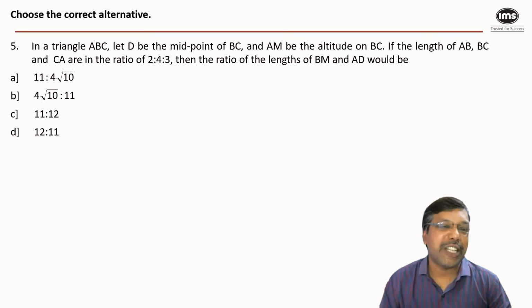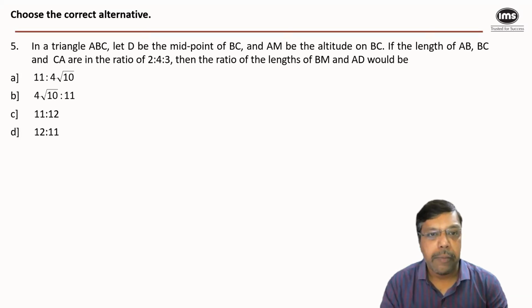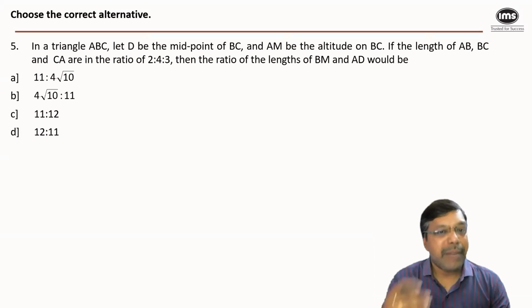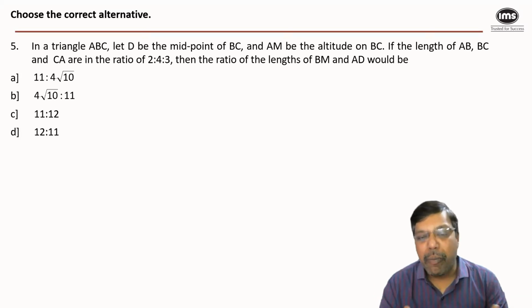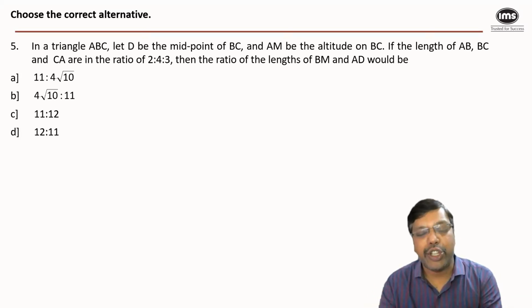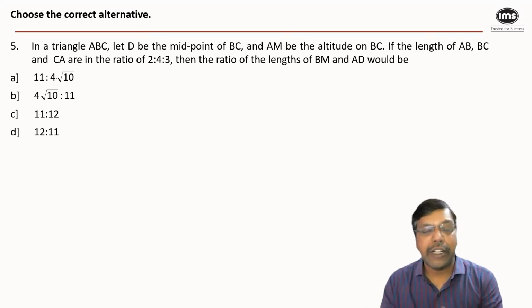Now let's look at question number 5. There's a triangle ABC. D is the midpoint of BC, meaning AD is the median and AM is the altitude. In geometry, half the job is drawing the picture correctly. So let us use the data to draw the figure.